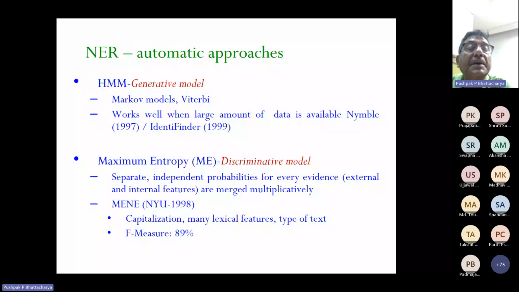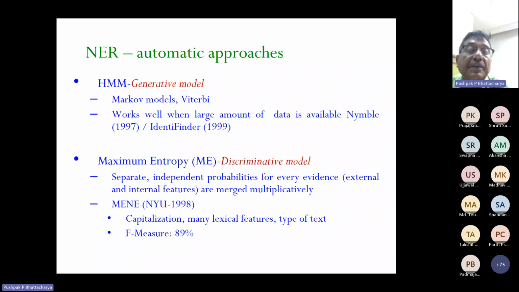Then HMM-based methods have been used. These are generative models. They make use of the Markov model and Viterbi algorithm, and it works well with large amounts of data. There was one well-known system, Identifinder, 1999, and in 1997 another system called Nimble.